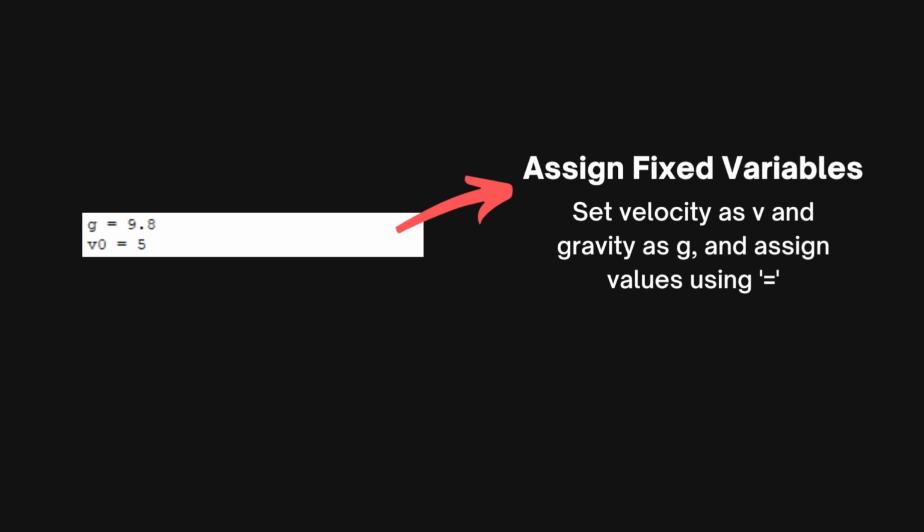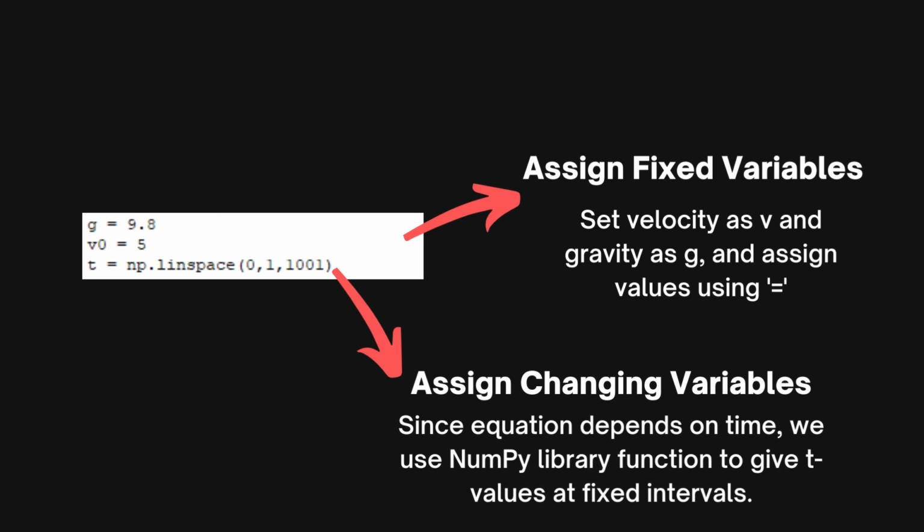The next two lines of code serve to assign values to the variables that we need, creating two variables g and v0, which have a constant value of 9.8 meters per second squared and 5 meters per second respectively. Since the graph that we want has t or time in the axis, it needs to have multiple values and not just one. That way, we get a graph and not just one line, which is why we use the np.linspace function, which returns numbers at evenly spaced intervals.